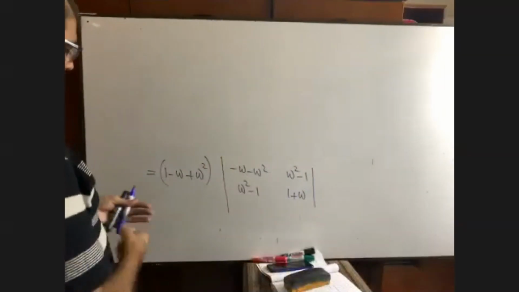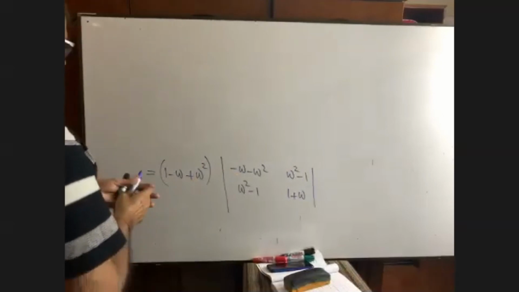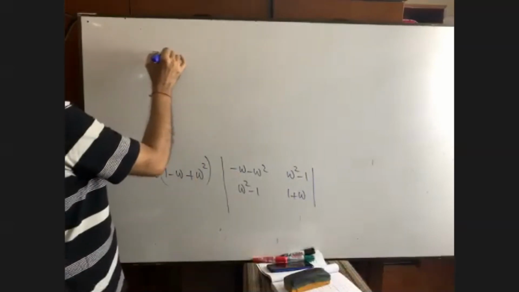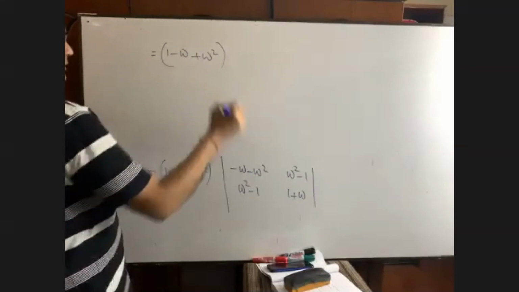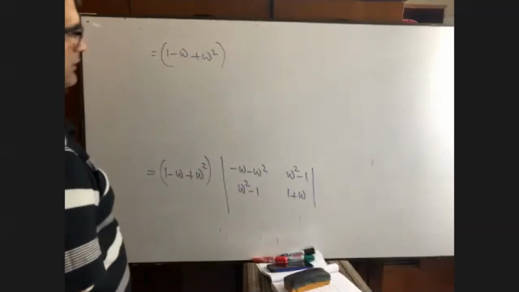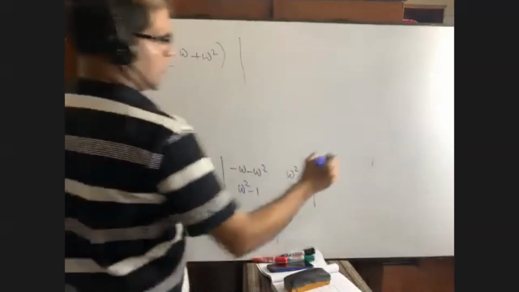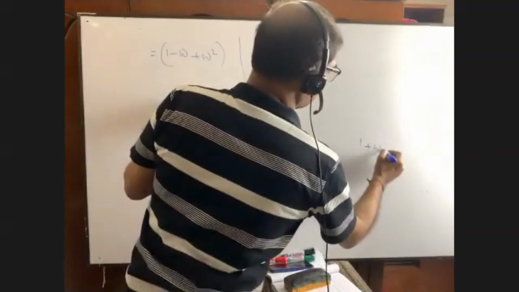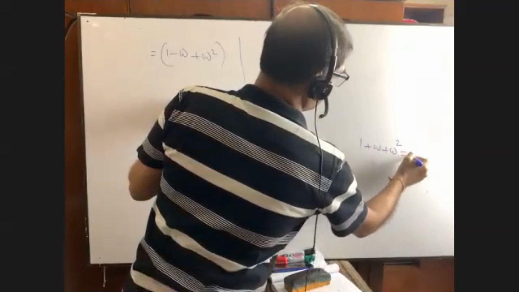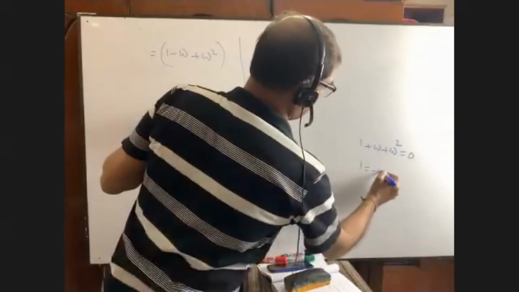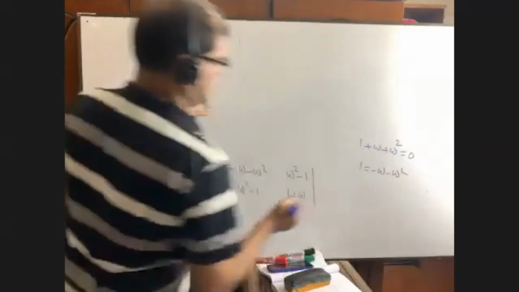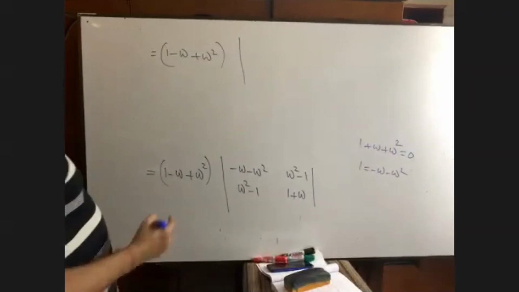Now you see, what is the value of this minus omega square? Can you please let me know? 1 minus omega plus omega square. What is the value here? Can you please let me know? 1 plus omega square equals to what? 0. So 1 equals to what? Minus omega square. Talk to me. So we can put here 1.